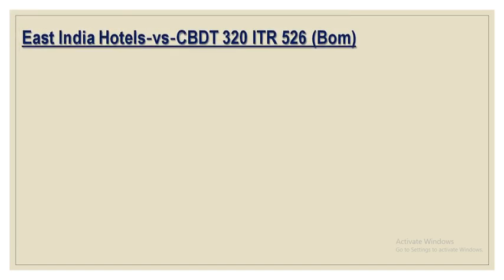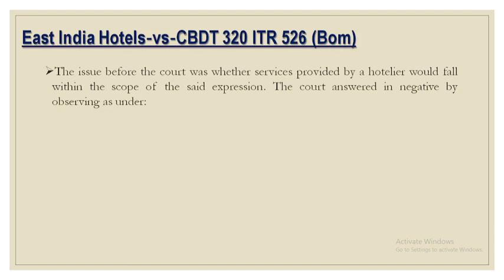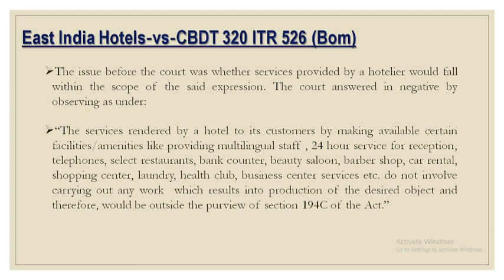East India Hotels vs CBDT, 320 ITR 526, Bombay. The issue before the court was whether services provided by a hotelier would fall within the scope of the said expression. The court answered in the negative by observing as under. The services rendered by a hotel to its customers by making available certain facilities and amenities like providing multilingual staff, 24-hour service for reception, telephones, select restaurants, bank counter, beauty salon, barber shop, car rental, shopping center, laundry, health club, business center services, etc., do not involve carrying out any work which results into production of the desired object and therefore would be outside the purview of Section 194C of the Act.